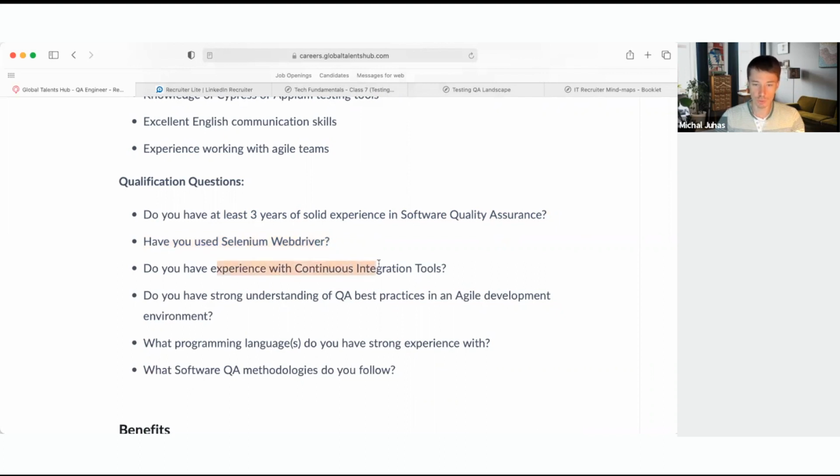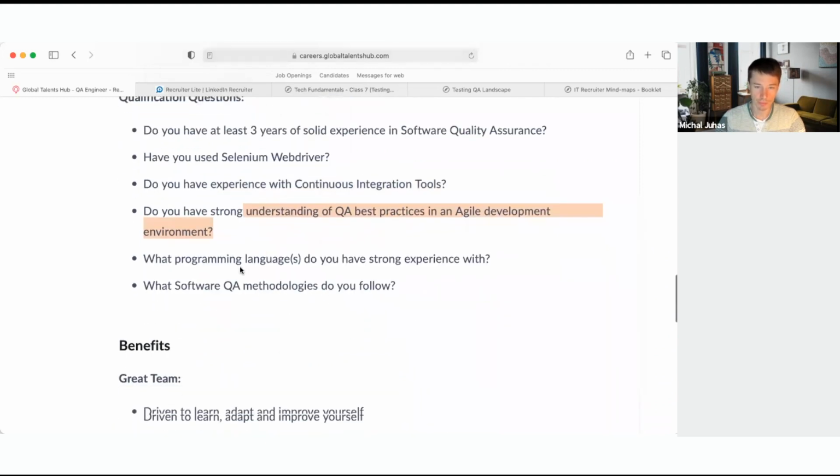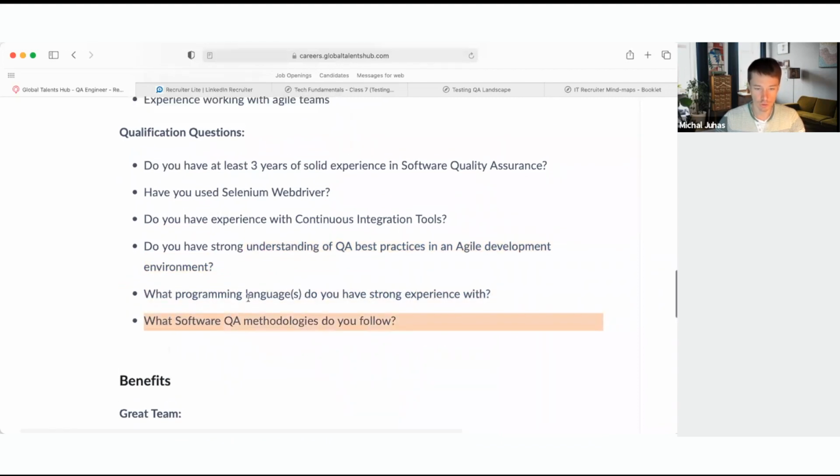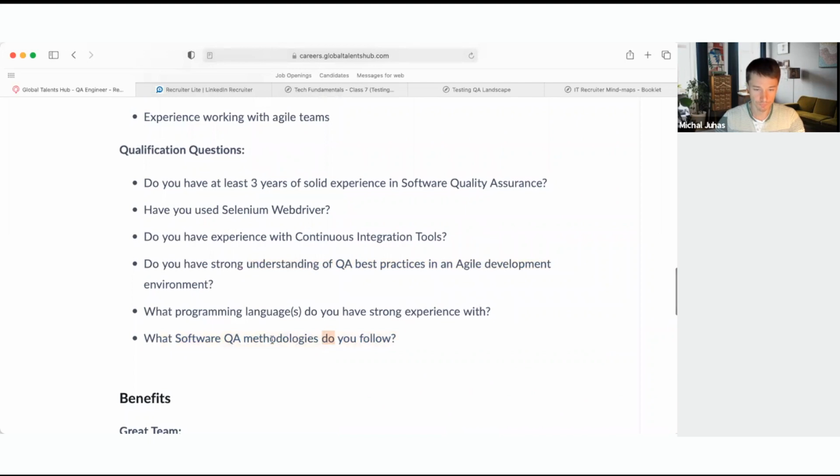Do you have experience with CI tools? This is more related to the DevOps terminology. So continuous integration, continuous deployment. DevOps is all about frequent delivery. Do you have strong understanding of QA best practices in an agile development? What programming languages do you have strong experience with? And what software QA methodologies do you follow?